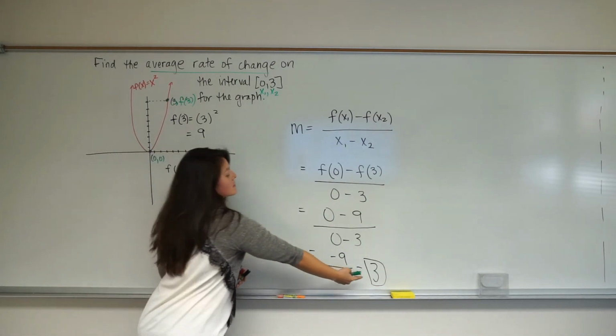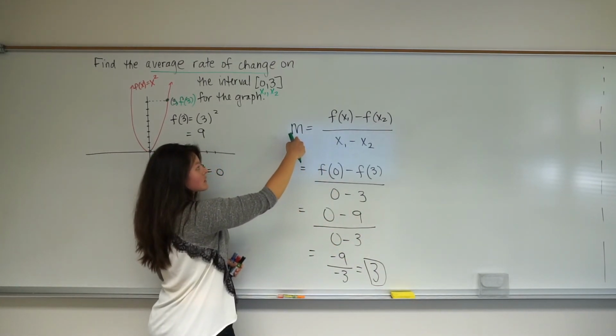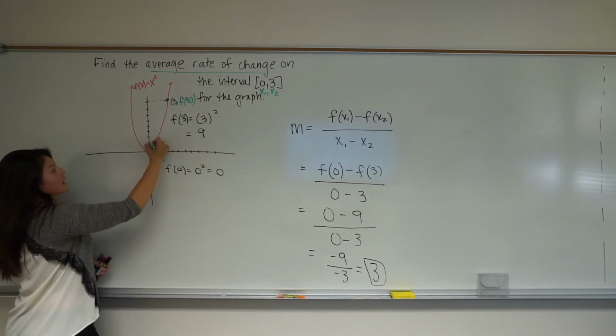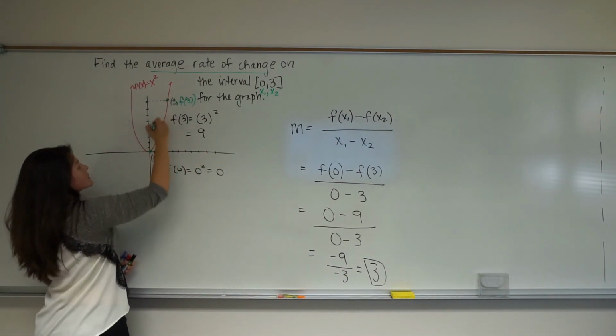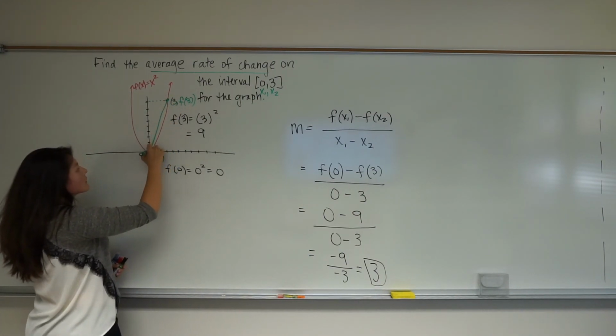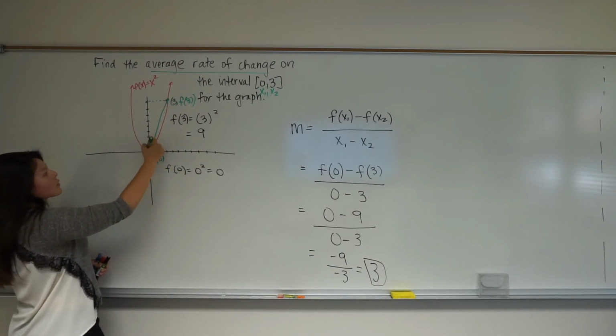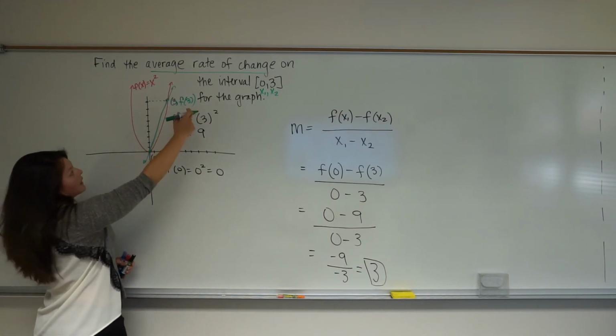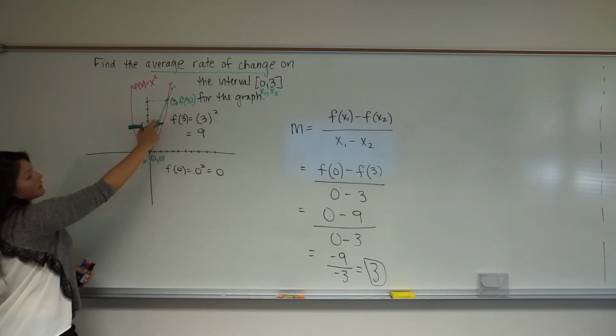And now we said this is the slope of a line, but what line am I talking about? That's the line that connects these 2 points here. So the average rate of change, or the slope of the line connecting those 2 points at 0, 0 and 3, 9 is 3.